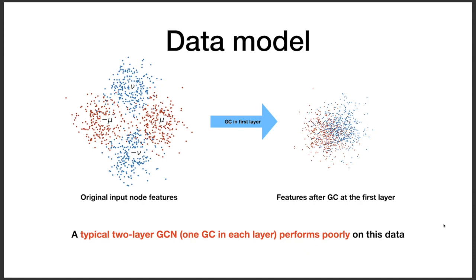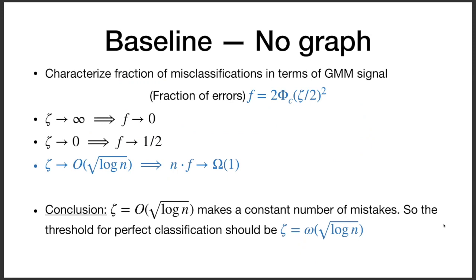But let's move on to the main theoretical result where we want to understand the effects of convolutions on the CSBM data model. First, we establish a baseline for neural networks that do not consider the graph structure at all.